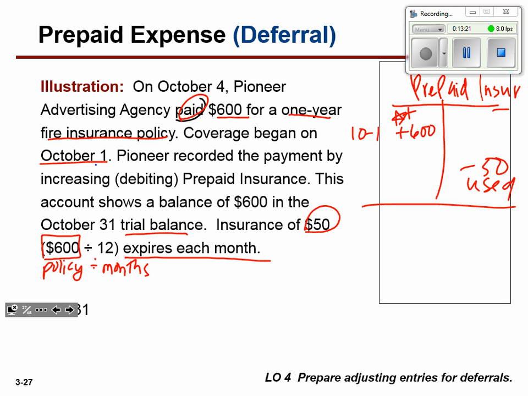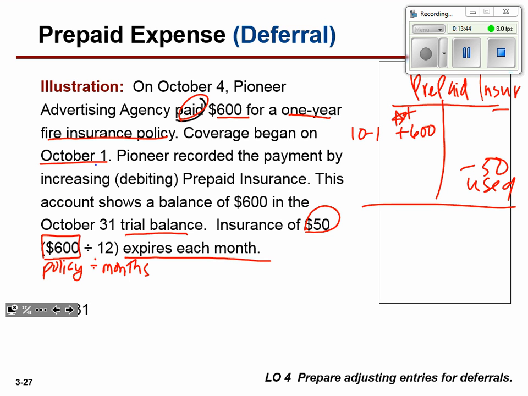Riley. Because if you read, coverage began on October 1st. So we just didn't pay for it. Think of us like, according to this transaction, think of it like we bought it on October 1st. Maybe it was the weekend or something.